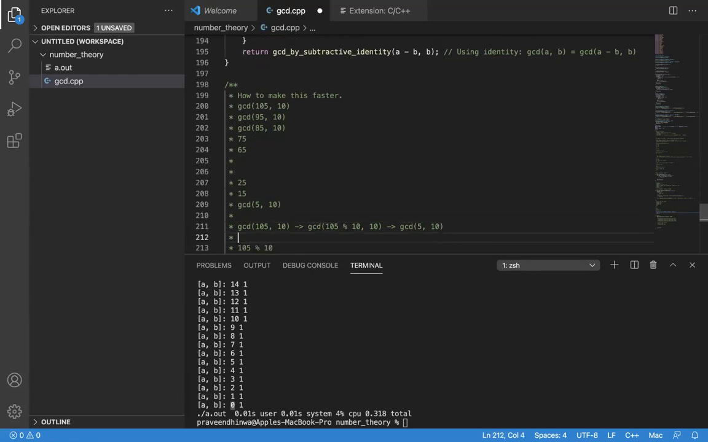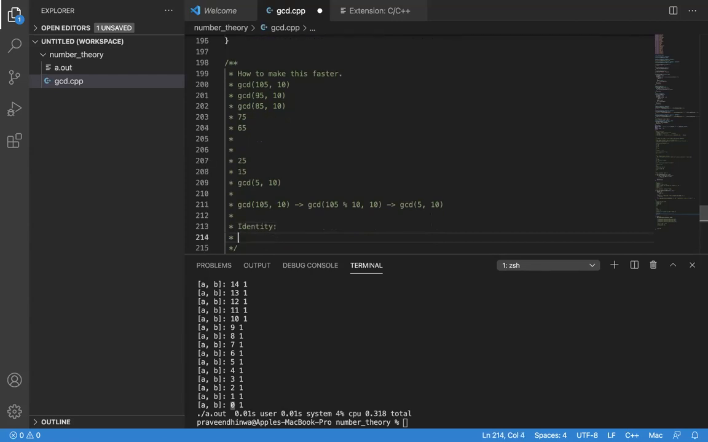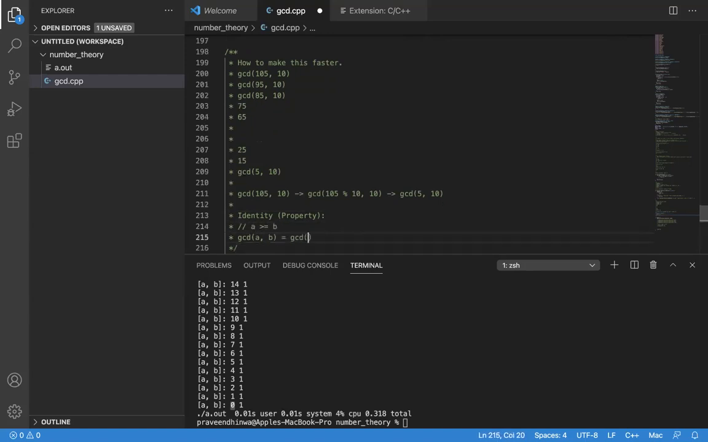Fine. So this gives rise to another identity, or another property. The identity, which is the same as a property of GCD, is: GCD of two numbers a comma b, let's say a is greater than or equal to b, is the same as GCD of a mod b comma b.